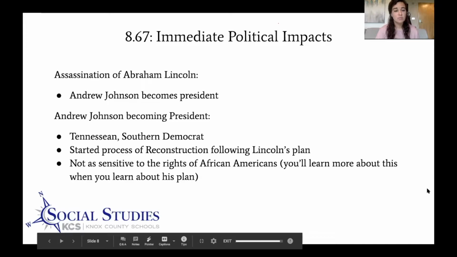So Andrew Johnson was a Tennessean and he was a Southern Democrat. So keep in mind, Lincoln was a Republican. So Andrew Johnson, after becoming president, started the process of Reconstruction following Abraham Lincoln's Reconstruction plan. But he was not as sensitive to the rights of African Americans. And you'll learn more about that and his plan in a different lesson.